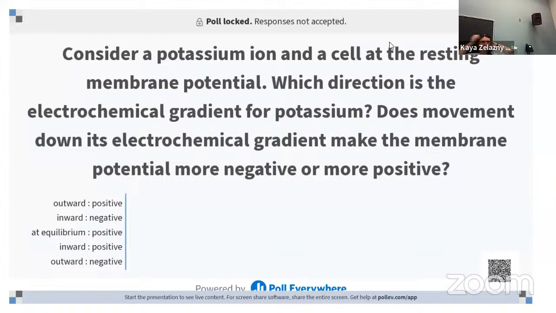Okay, so just a reminder from Friday, we want to think about what's going on at the resting membrane potential. So we want to think about a potassium ion. We want to think about what direction that electrochemical gradient is for our potassium ion when our cell is at the resting membrane potential. We want to think about whether when it moves, that makes the membrane potential more negative or more positive.